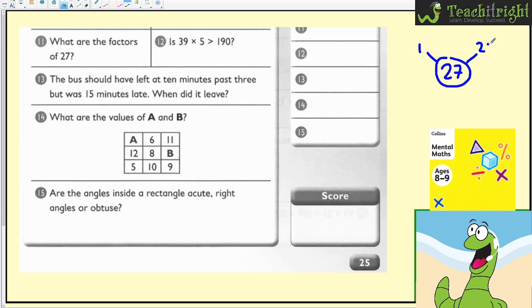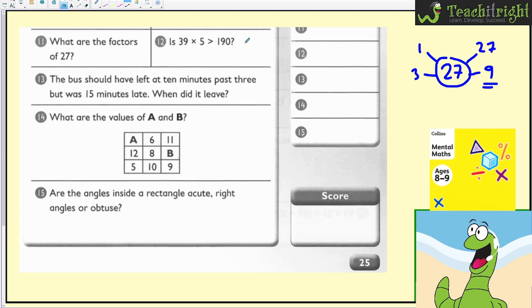So I'm going to do 1 and 27. 2 doesn't go in, but 3 I think does. It's going to be 3 and 9. 4 doesn't go in. 5 doesn't go in. 6 doesn't go in. 7, we've already said. Oh, I haven't already said that was 9, sorry. 7 doesn't go in. 8 doesn't go in. And 9 doesn't go in. So actually at that point, I think we're done, because we've crossed over to the other side and we're checking against 9 now.